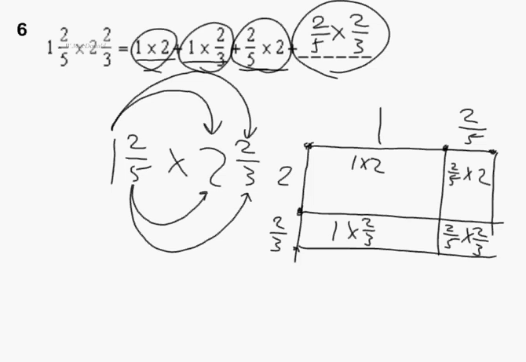So using the area model and distributive property, any way you think about it, you still get the missing part would be 2/5 times 2/3.